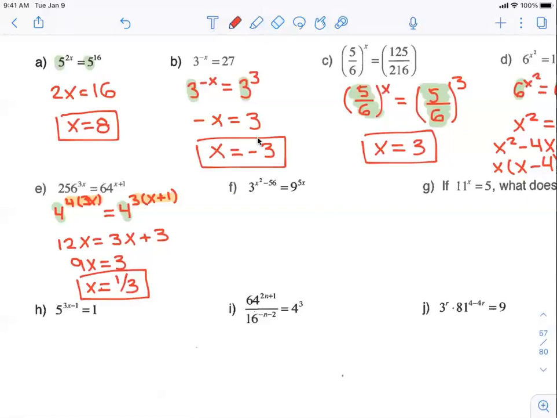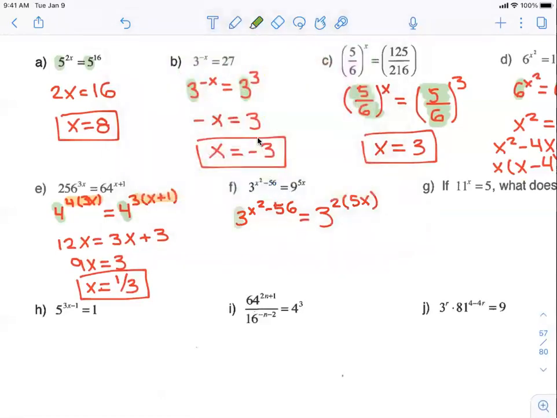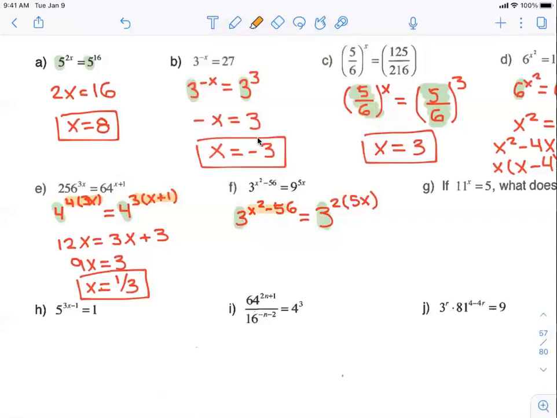All right, welcome back. Hopefully you figured out that they should both be the same base of 3. So 3 squared is 9. So I can go ahead and change that. So now that I have the same bases here, right? We've got a 3 and a 3. So now I can go ahead and set my exponents equal to each other. That's going to give me x squared minus 56 equals 10x.